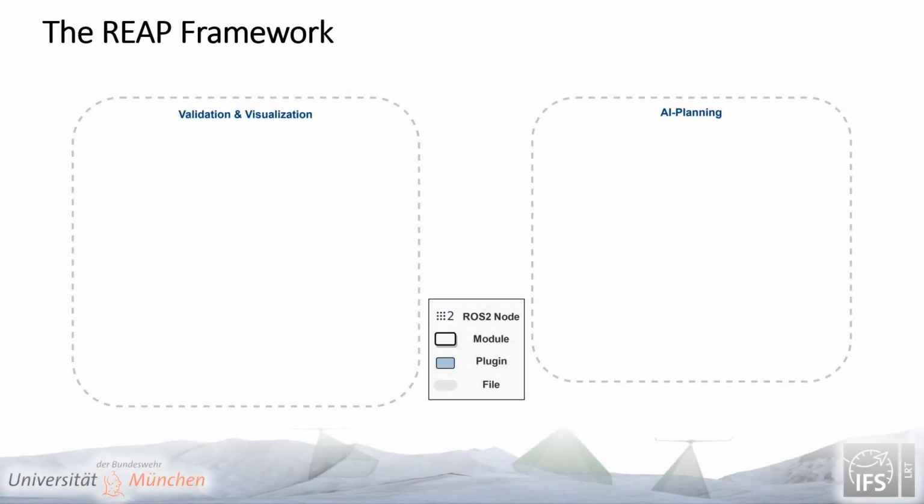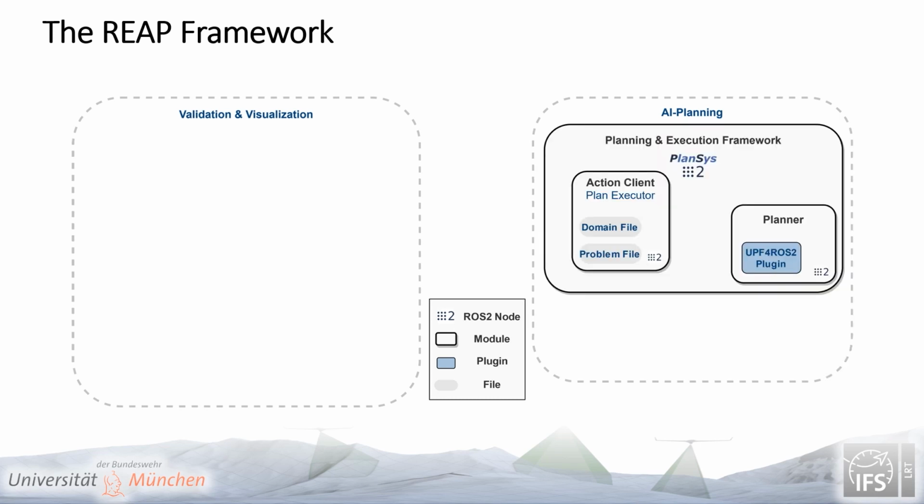As you can see, our framework is divided into two subsystems: AI planning on the right side and validation and visualization on the left side. We use PlanSys2 with the UPF for ROS2 plugin to generate plans and translate them into ROS2 messages. The UPF for ROS2 plugin enables plan generation with the Unified Planning Framework, providing us convenient access to many state-of-the-art planning engines. The generated plan is then sent to a ROS2 node, which we call the Action Client. This node handles communication with the planning and visualization subsystem.